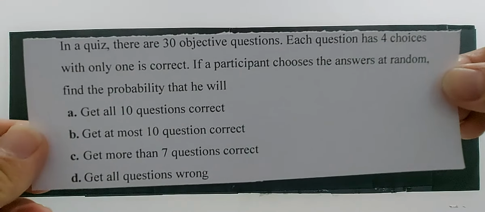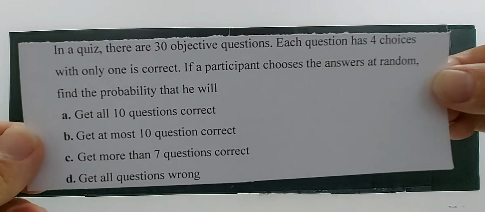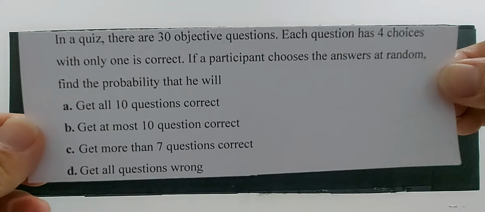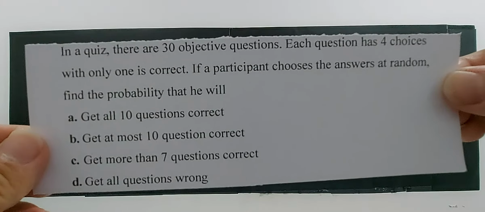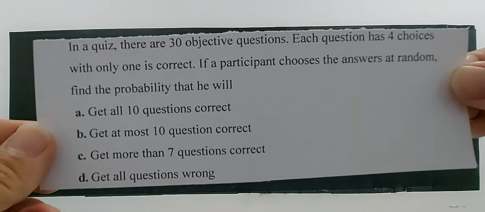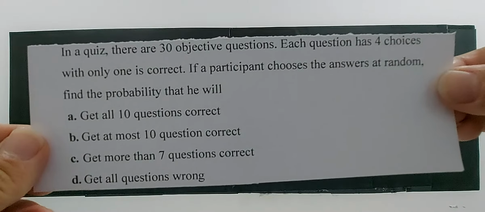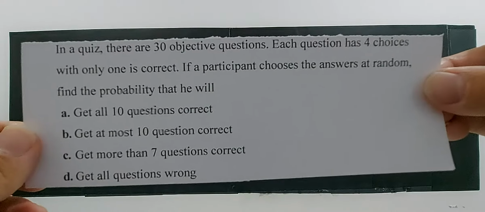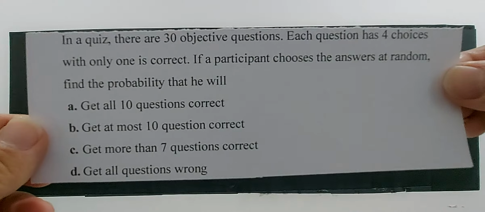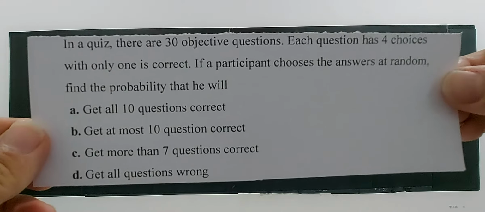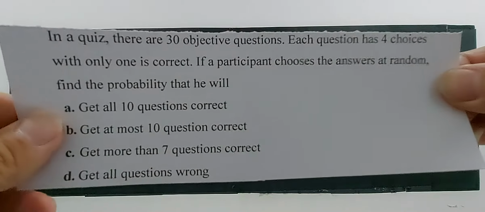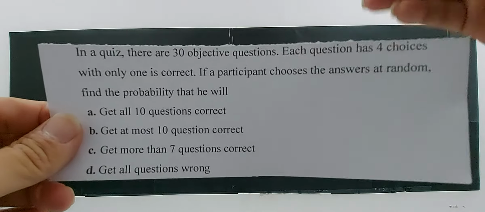Usually if you have an objective question, you have A, B, C, D, right? And only one of the choices is correct. If a participant chooses the answer at random, it means that the participant is not thinking. It's not trying to think and answer the question. It's random. He doesn't know anything about the question.